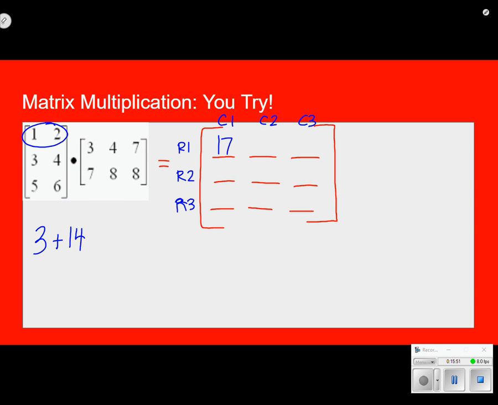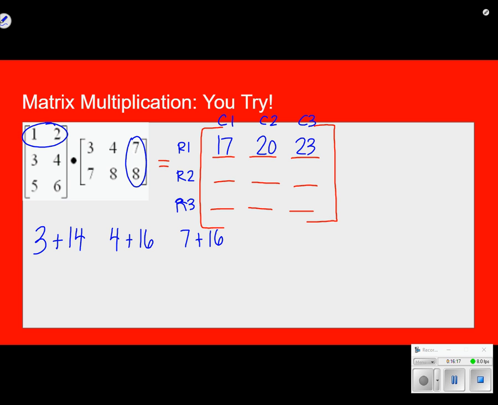Let's look at row 1, column 2. 1 times 4 is 4. 2 times 8 is 16. 4 plus 16 is 20. All right, now let's do row 1, column 3. 1 times 7 is 7. 2 times 8 is 16. 7 plus 16 is 23.